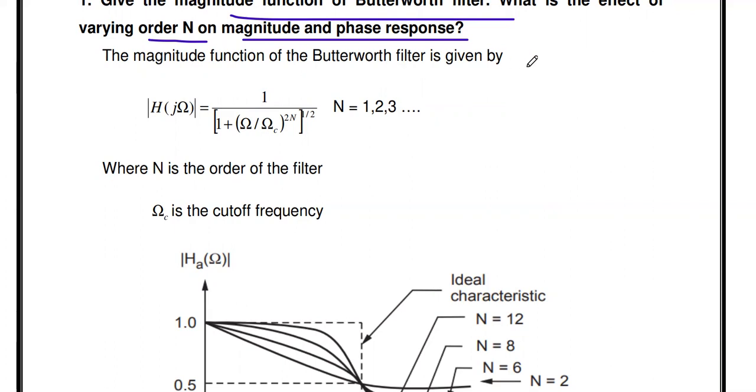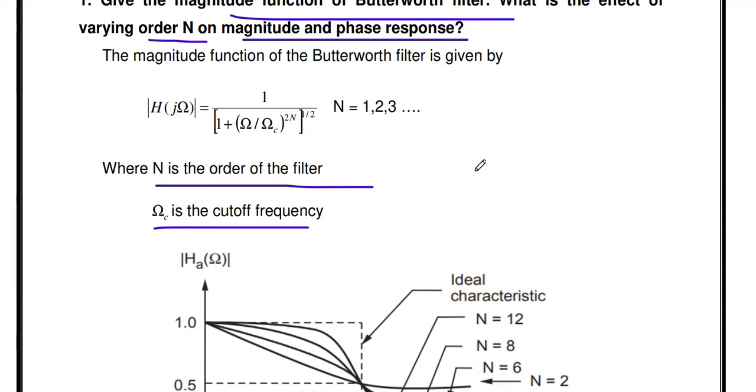The magnitude function of Butterworth filter is given by the modulus of H of j omega equal to 1 by square root of 1 plus omega by omega c to the power 2N. Instead of square root, here we may put to the power 1 by 2, the same thing. Here omega c is the cutoff frequency, omega is the frequency, and capital N is the order of the filter. The N value varies from 1, 2, 3, etc. So this is the magnitude function of Butterworth filter.